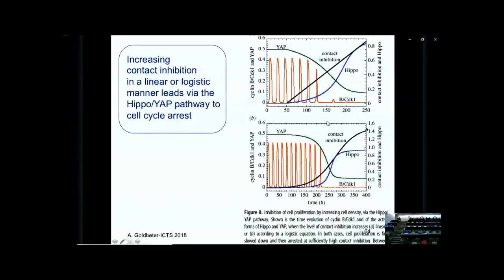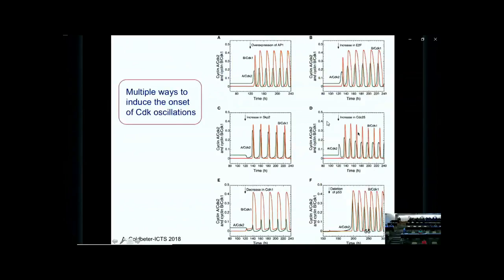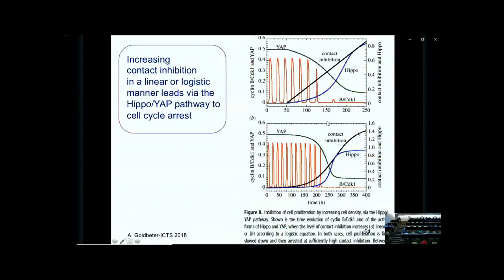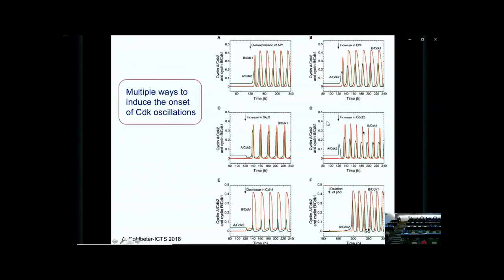And you see that this leads to activation of Hippo, which inactivates YAP. Okay, YAP is not able anymore to induce cell cycle progression by triggering cyclin synthesis. And as a result, cyclin B CDK1 oscillations in red stop. The same here when you have a sigmoidal increase. So this shows, to summarize, that there are multiple ways to induce the onset of CDK oscillations.